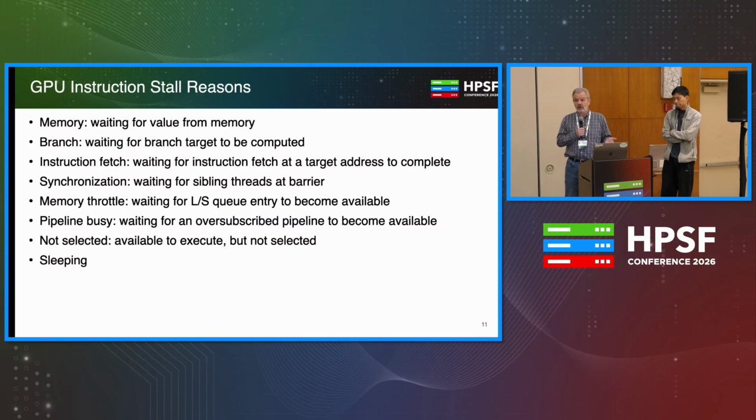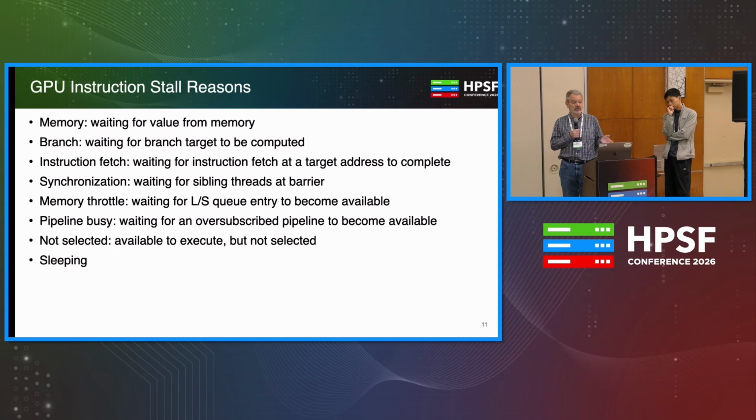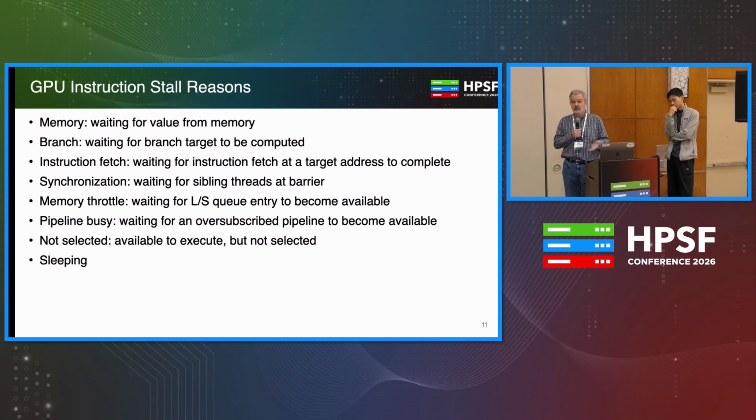We may stall for an instruction fetch, where you decide that you're taking a branch to somewhere unexpected, and then you have to wait while the instruction is fetched from the location that you just branched to. There are synchronization stalls, where you're waiting for other threads to arrive. You're waiting for memory: you can't issue a memory instruction because the memory issue queue is already full. The pipeline is busy, so I want to execute a vector instruction, but there are no slots left in the vector pipeline, so I have to wait. Or my instruction is not selected, or it's sleeping.